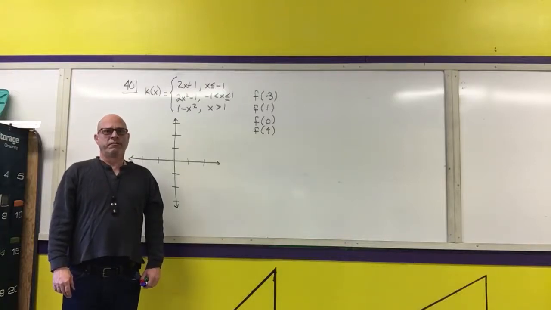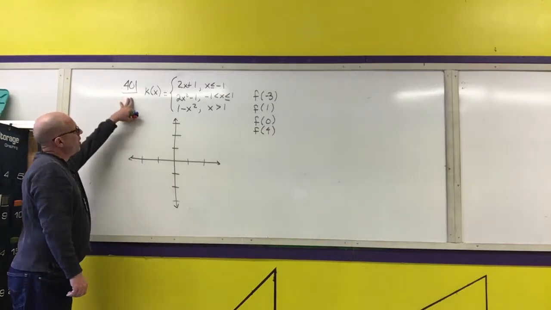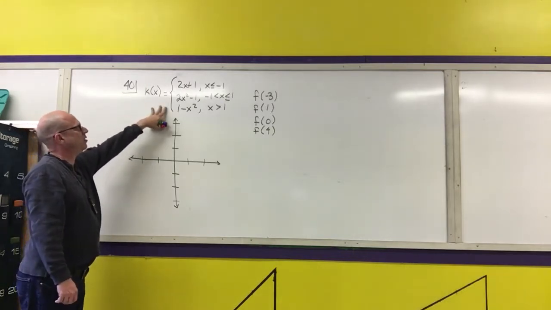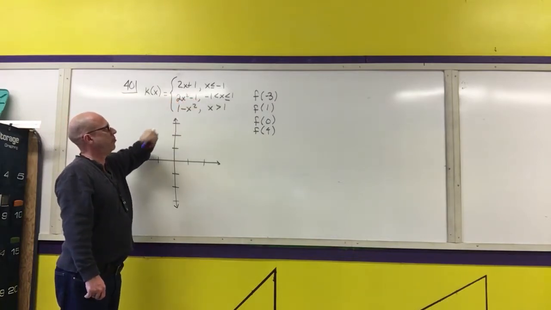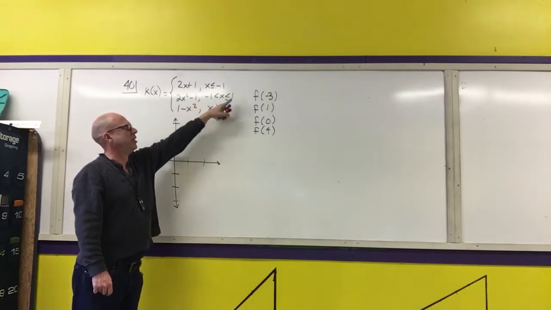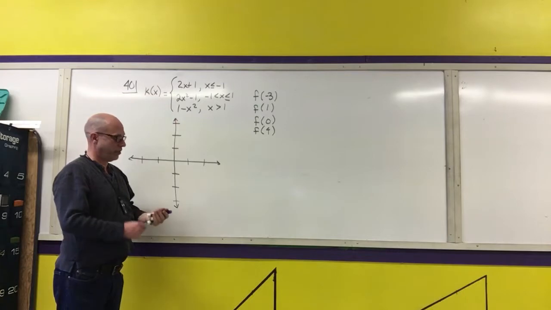Next, we're going to do a quick review on graphing piecewise functions and evaluating piecewise functions. This is homework problem 40 from section 2.3. It says k of x is equal to the piecewise defined function 2x plus 1 when x is less than or equal to negative 1, 2x squared minus 1 when negative 1 is less than x less than or equal to 1, and 1 minus x squared when x is greater than 1.